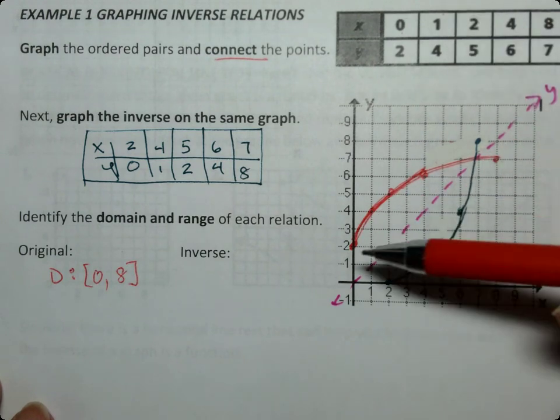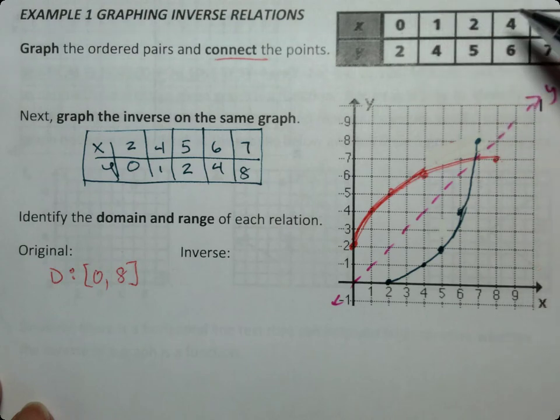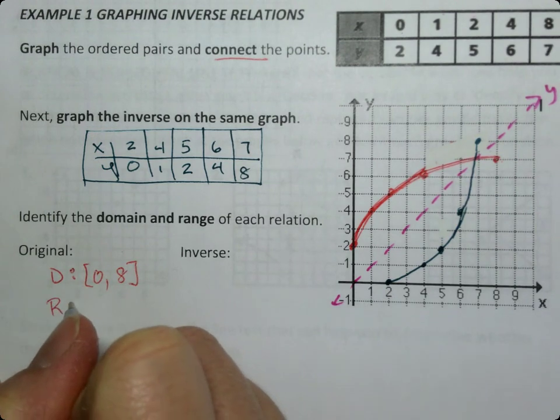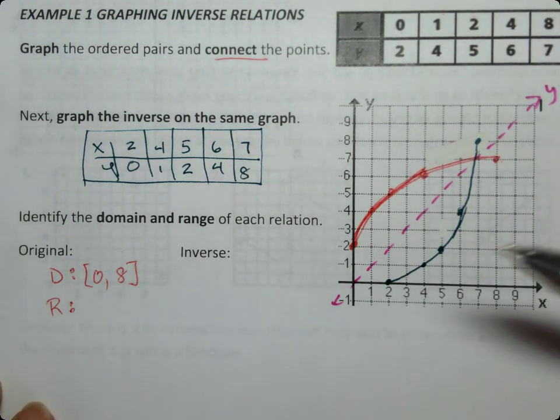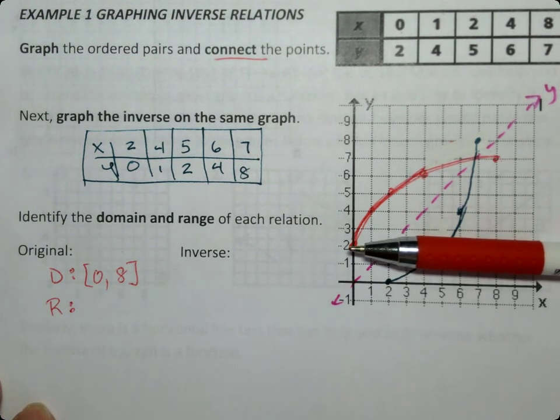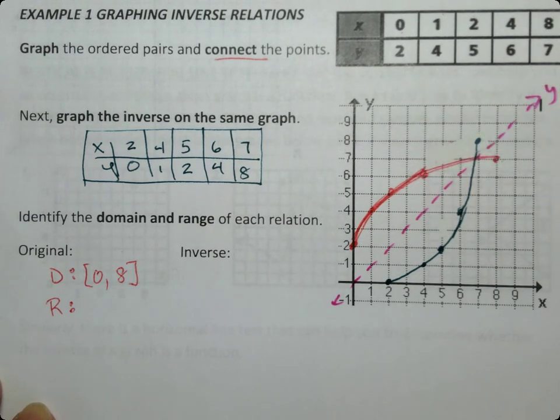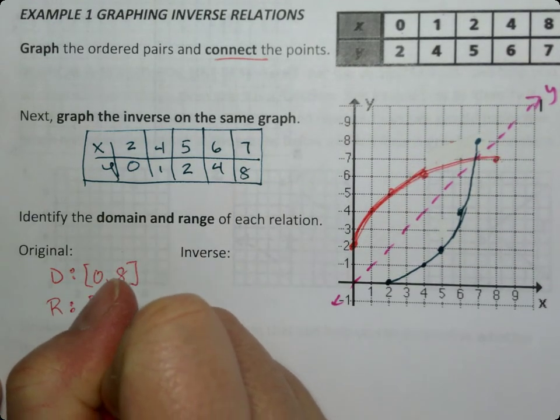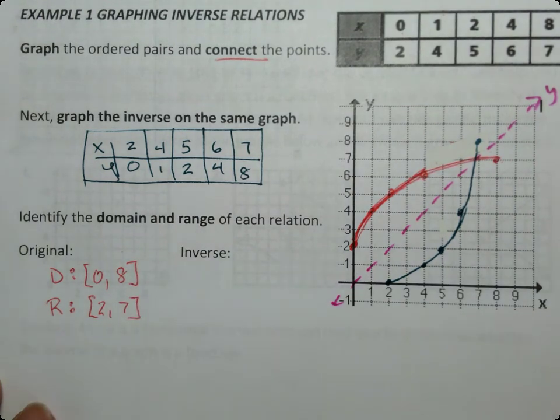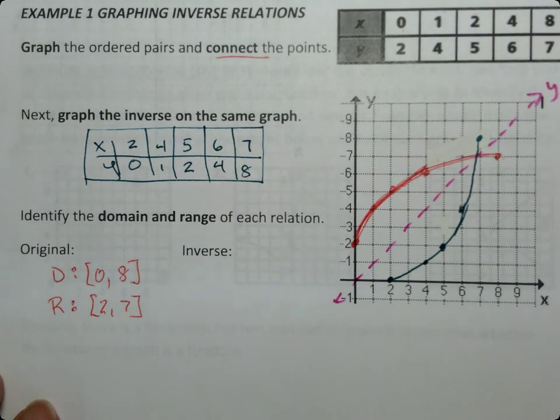If it didn't say connect the points, we would have just listed 0, 1, 2, 4, and 8. Remember those discrete ones. All right, what is the range of the original graph? Well, the lowest point in my red graph is 2, and the highest point is at 7. So 2 to 7. There's my domain and range of the original.